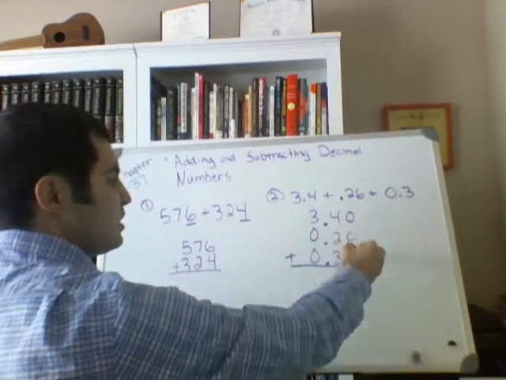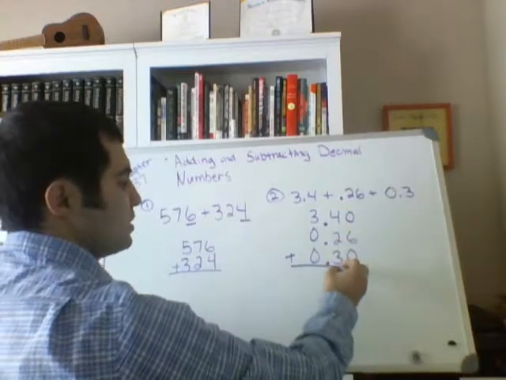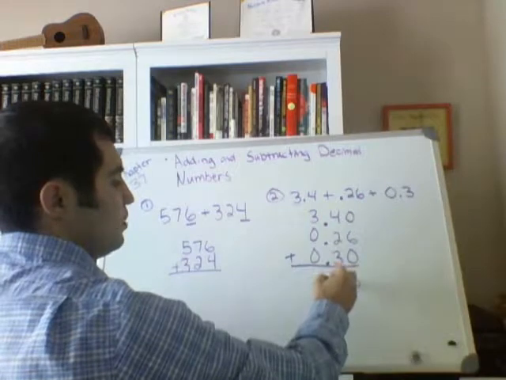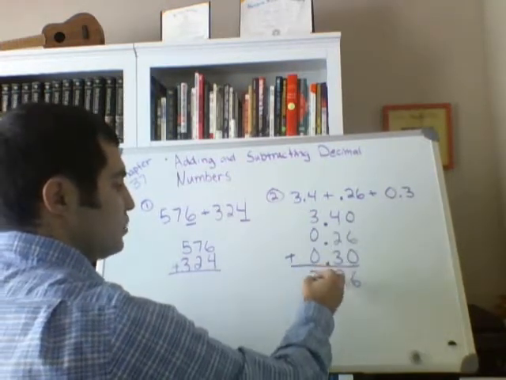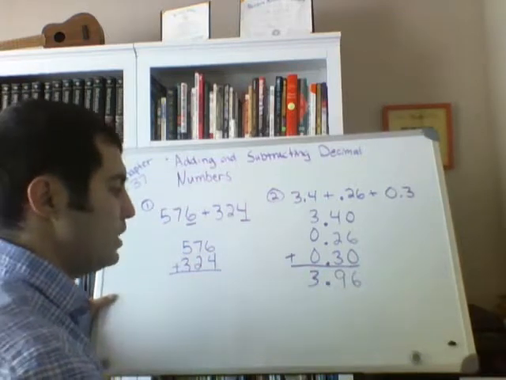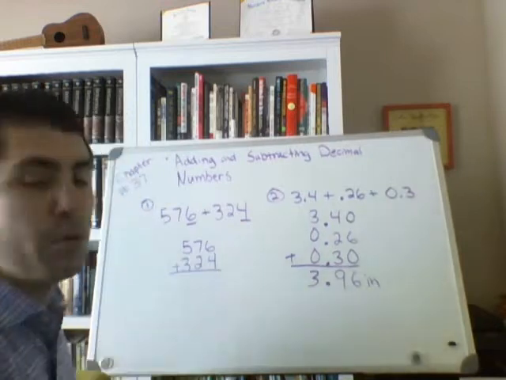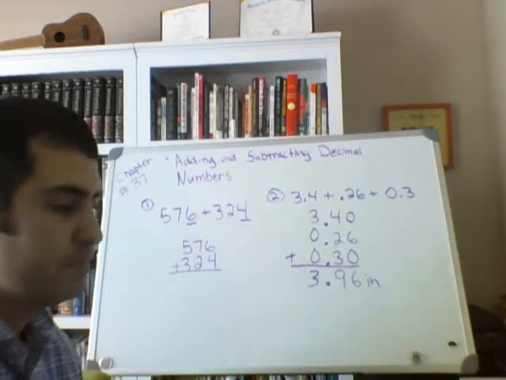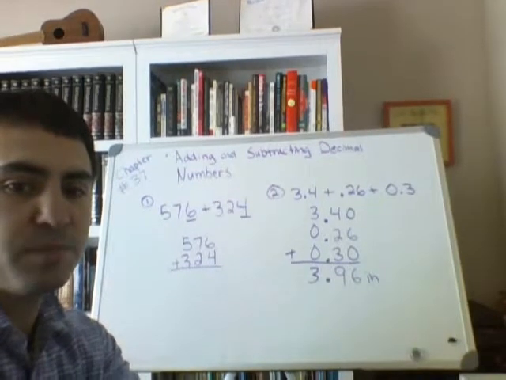Alright, so 0 plus 6 plus 0 is 6. 4 plus 2 is 6, plus 3 is going to be 9. Bring your decimal point straight down. Notice the decimal point is all lined up. 3 plus 0 is 3. So, over 3 days, we've had 3.96 inches of rain, which is almost 4 inches of rain. So let's go ahead and do a couple different problems just like this.